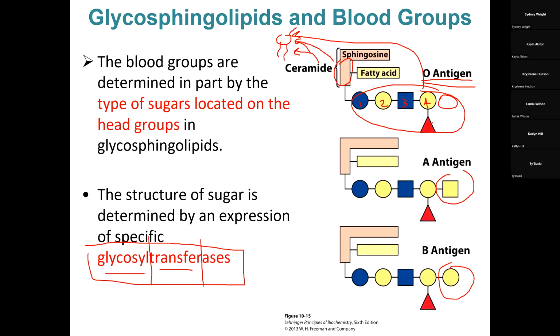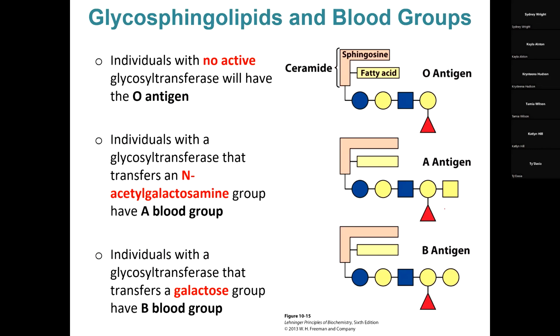Transfer, glycosyl, or syl refers to the bond between sugars, glyco is sugar, so it's adding on the sugar. So depending on which glycotransferase you express in your body, you will add on a sugar or not add on a sugar to this end of this chain of this glycosphingolipid, which will affect your blood type.